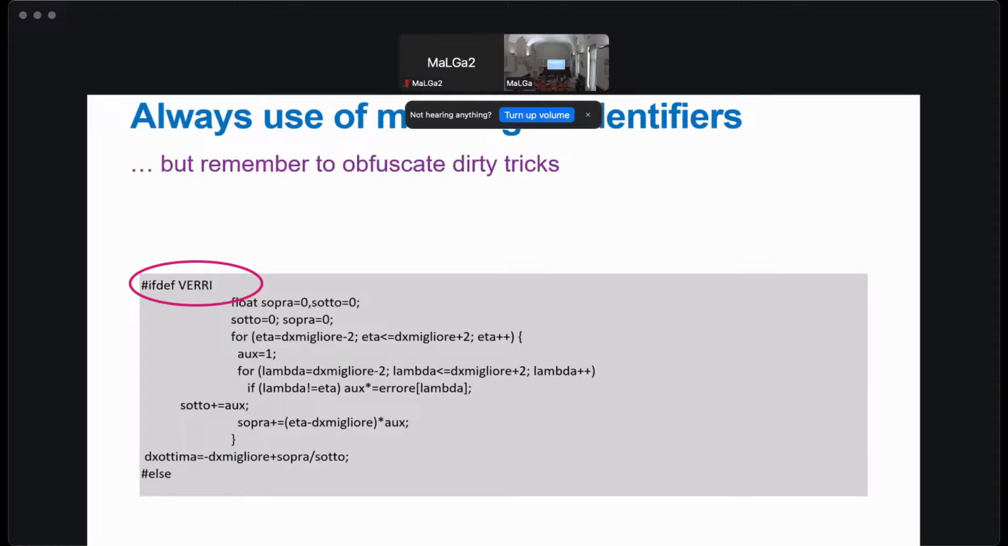When I started my PhD, I inherited this legacy code from previous students, and my supervisor was so fond of this demo because it was so successful. Alessandro Verri went to Udine, and they showed him this demo, and it was really successful. So he said, "You should work on this because it's really worth it." He gave me this code, and when I started digging in it, I found this fragment, "ifdef vary". So the lesson is: always use meaningful identifiers, but obfuscate your dirty tricks. So the code wasn't that good.